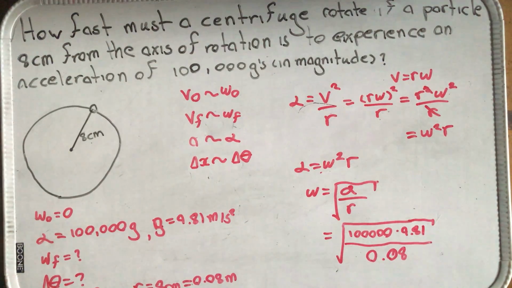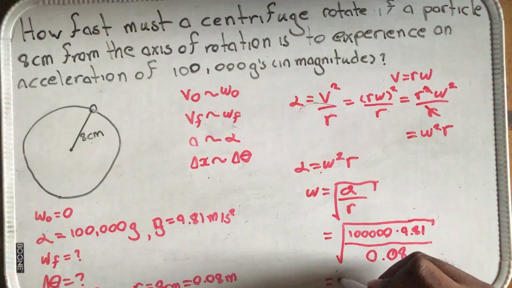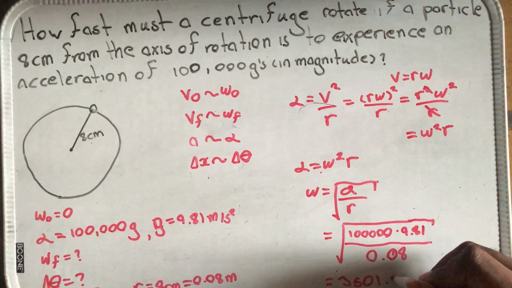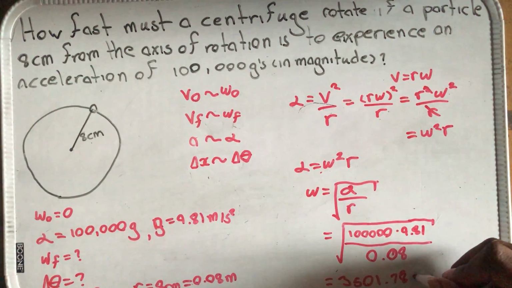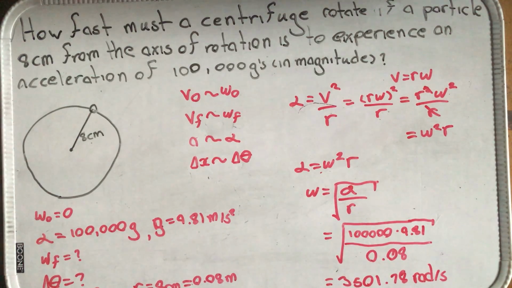So square rooting this gives me, and I can't find the square root function on my calculator. There it is. So my final answer is 3,501.78 radians per second. That is how fast the centrifuge is going to have to rotate if a particle 8 centimeters from the axis of rotation is to experience an acceleration of 100,000 times the force of gravity, which is very fast.